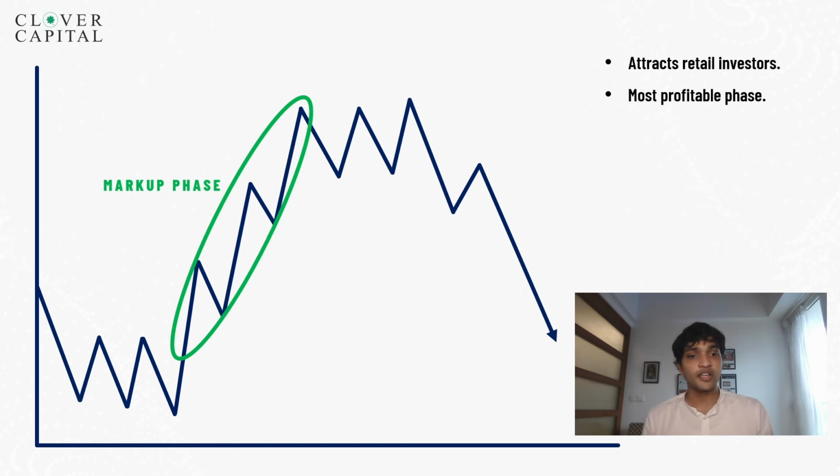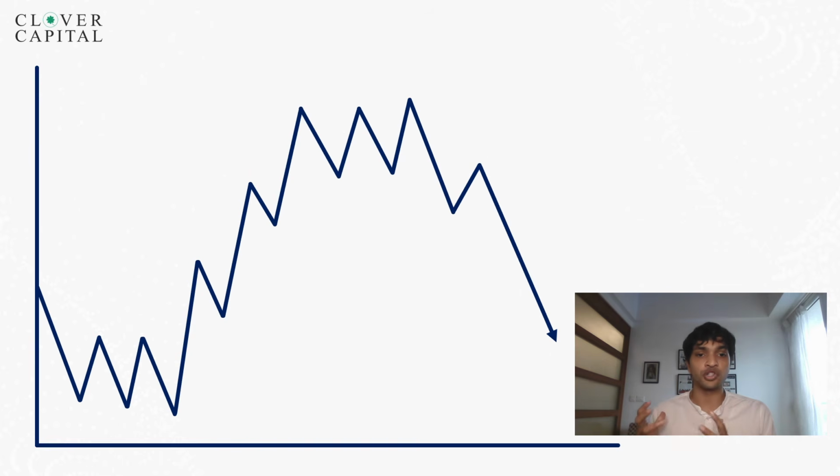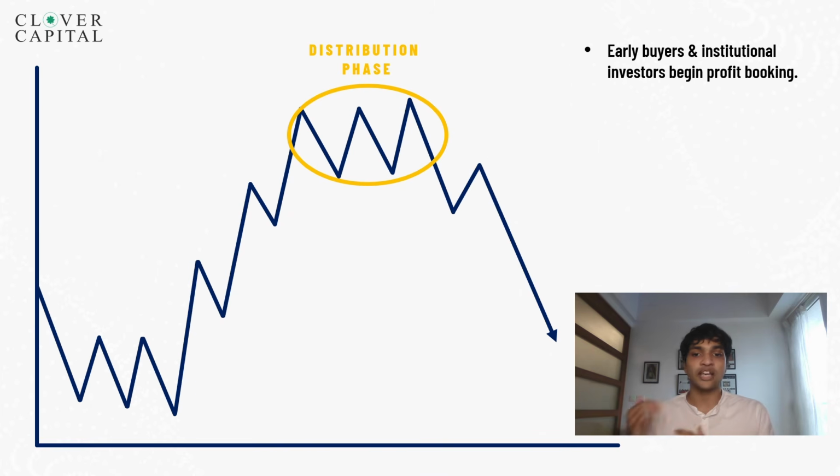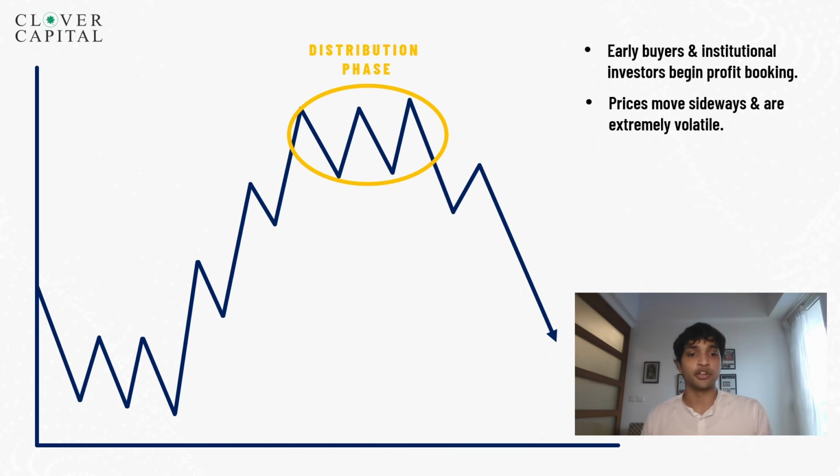The third phase of the market cycle is the distribution phase. In this phase, early buyers and institutional investors start selling their shares to lock in their profits. Prices tend to move sideways again, but with more volatility. Investor sentiment starts to get mixed and in some cases turn negative, signaling the potential top of the market.